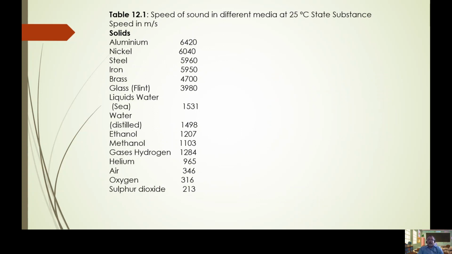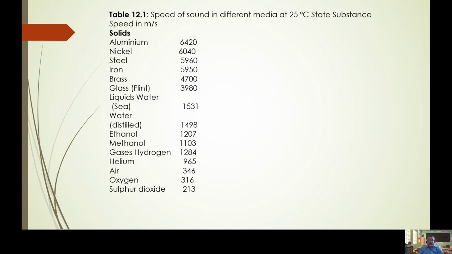Speed of sound in different media at 25 degrees centigrade. These are the different materials and the speed at which sound can travel in them. As you see, aluminium is 6420, nickel is 6440, steel is 5960, etc. And you can see that as it goes down, the speed of sound also varies.